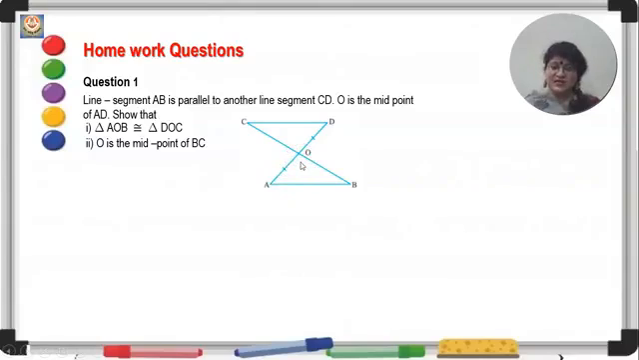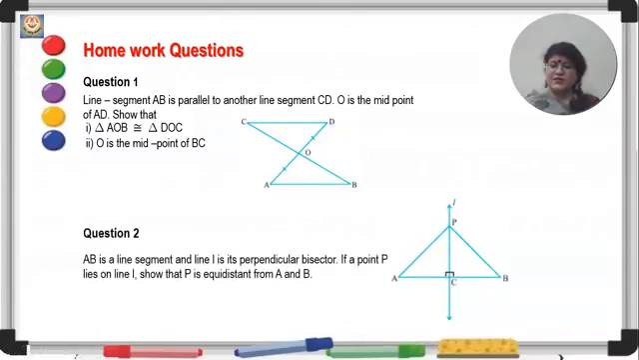See if there is any other test of congruency. I want you to do this on your own. Write proper steps. The second question.